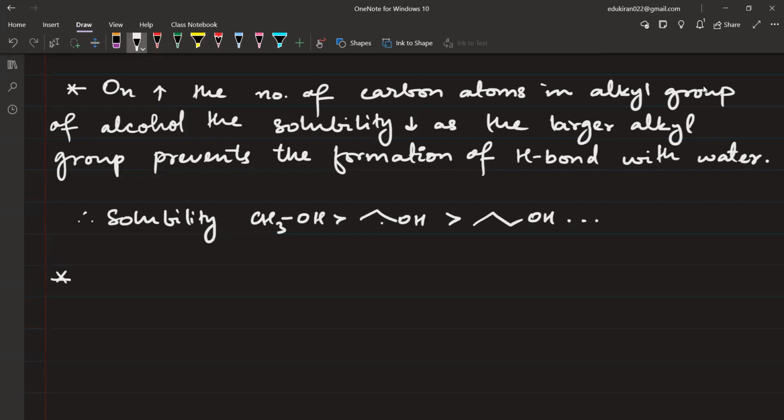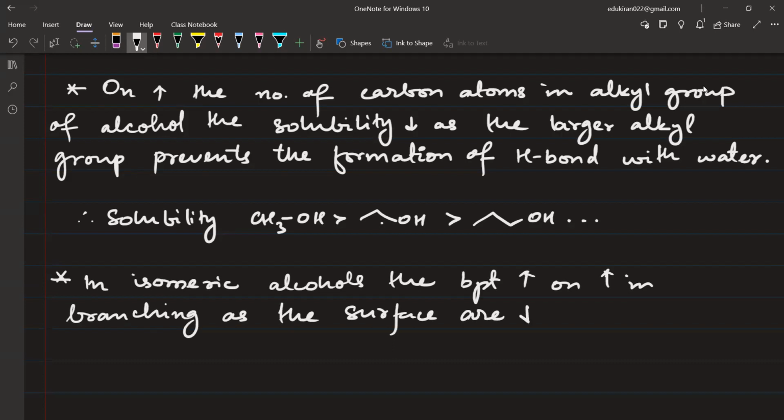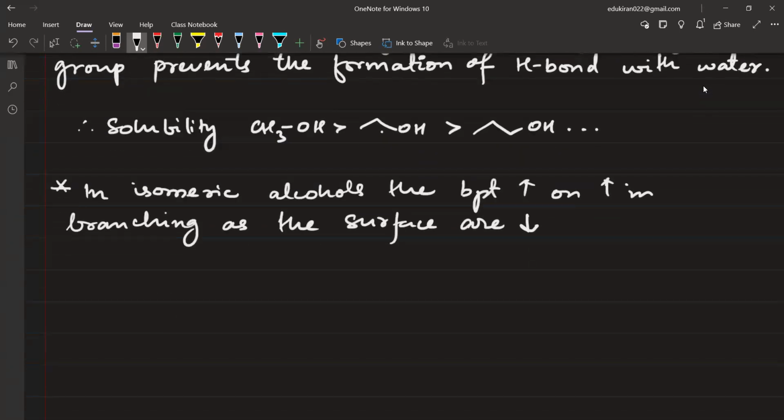Right, next. In isomeric alcohols, the boiling point increases on increase in branching as the surface area decreases. If I have 4 carbon atoms, 1, 2, 3, 4, OH, 4 carbon atoms and OH like this, 4 carbon atoms and OH here.